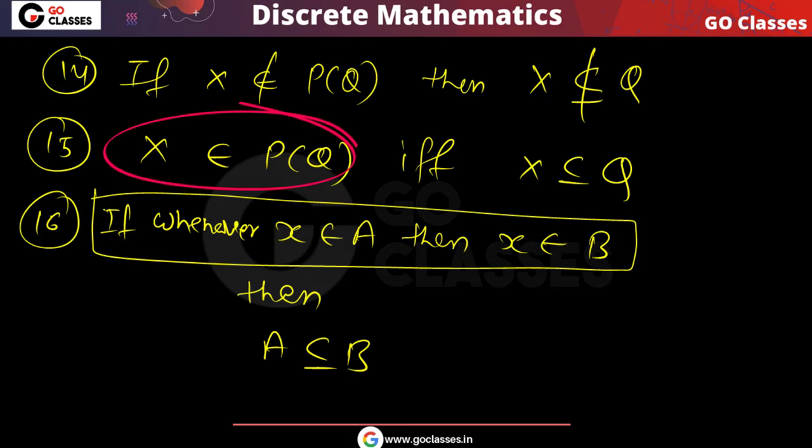Next, you can see X belongs to power set of Q. It means X is a subset of Q. So this is an if and only if statement. This will imply this, and this will imply this.